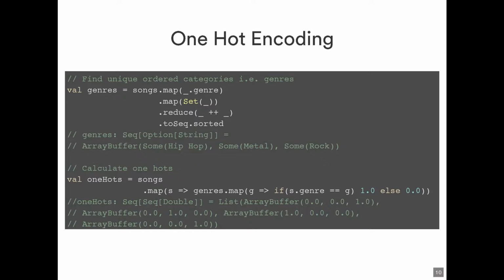You can then do your one-hot encoding by mapping over the songs and, for each genre in the list of genres, if the genre matches, then it's 1, otherwise it's 0. So you can see in the output in this comment, you have the one-hot encodings, 0, 0, 1, so that means it's rock, 0, 1, 0, that one is metal, and so on.